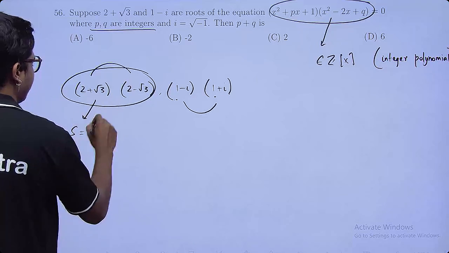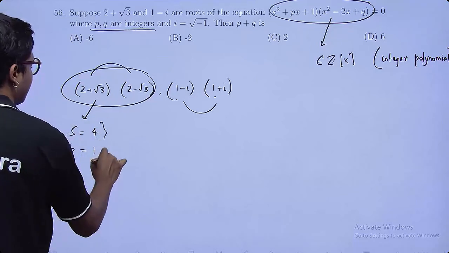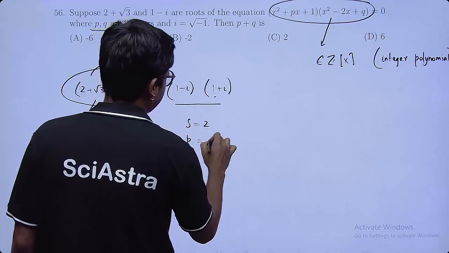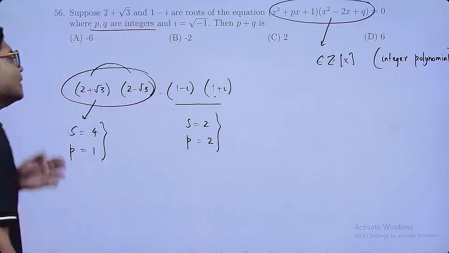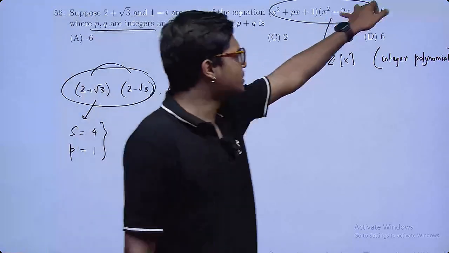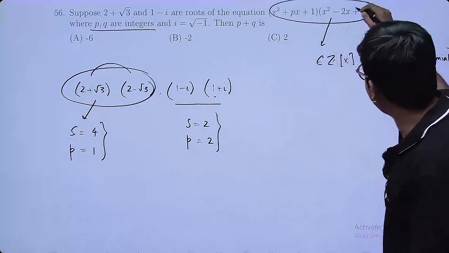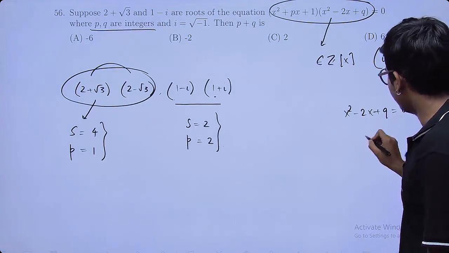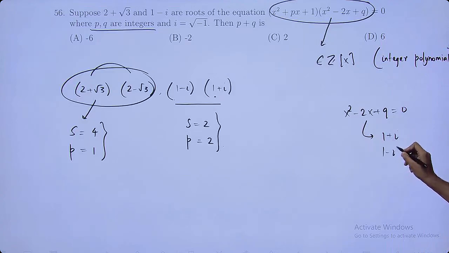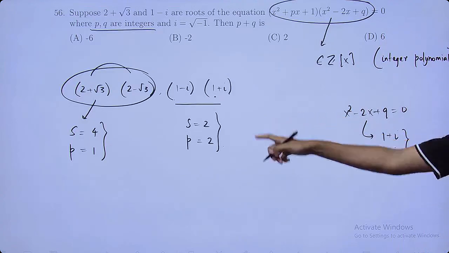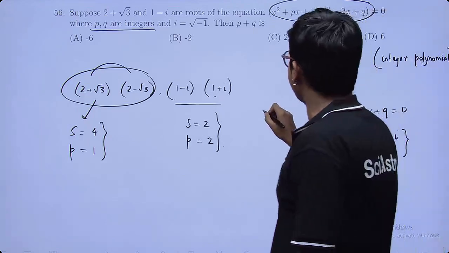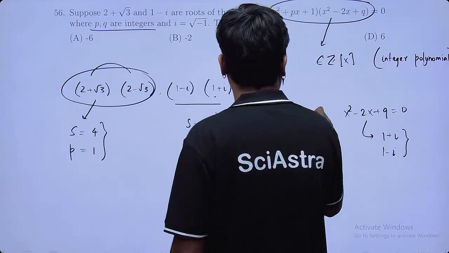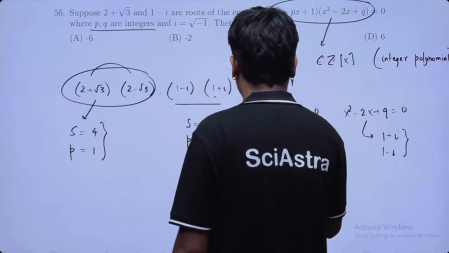Now look at the sum of these two and the product of these two. The sum is equal to 4 and the product is equal to 1. For these two, the sum is equal to 2 and the product is 1 square minus iota square, so 2, right? Now the roots of this should add up to 2, so x square minus 2x plus q equal to 0 has roots 1 plus iota and 1 minus iota, because the sum of the roots of this quadratic is equal to 2. Similarly, x square plus px plus 1 equal to 0 should have roots 2 plus root 3 and 2 minus root 3.